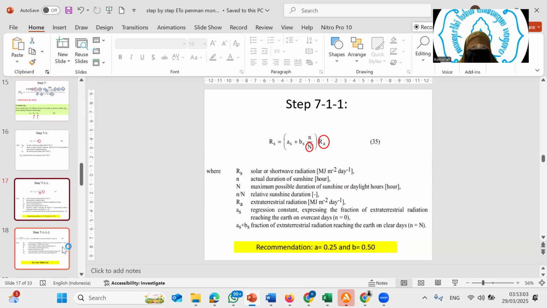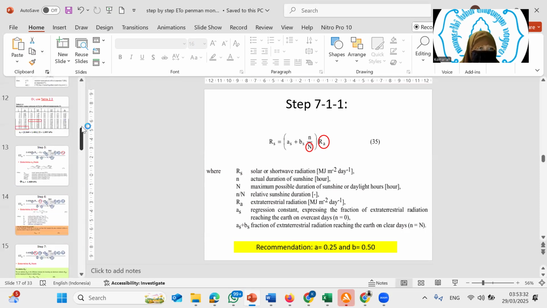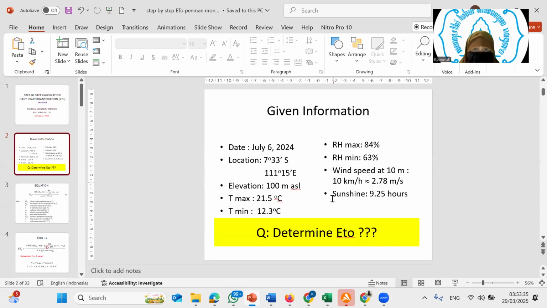Incoming solar radiation can be calculated with this formula: (as + bs × n/N) times the extraterrestrial radiation. It is recommended that we use a = 0.25 and b = 0.5. n is the actual duration of sunshine. It was given in the information. The sunshine is 9.25.